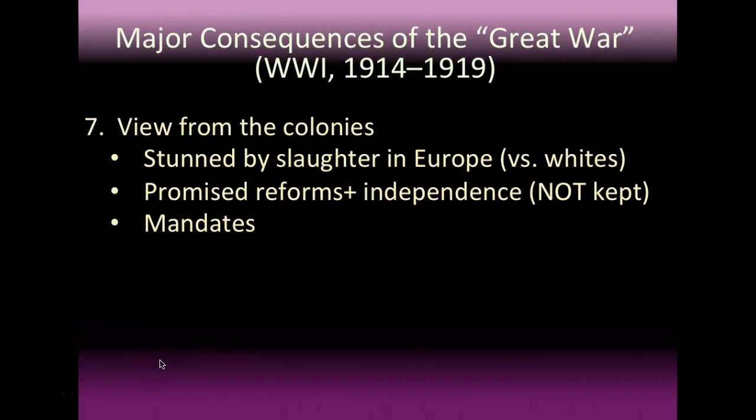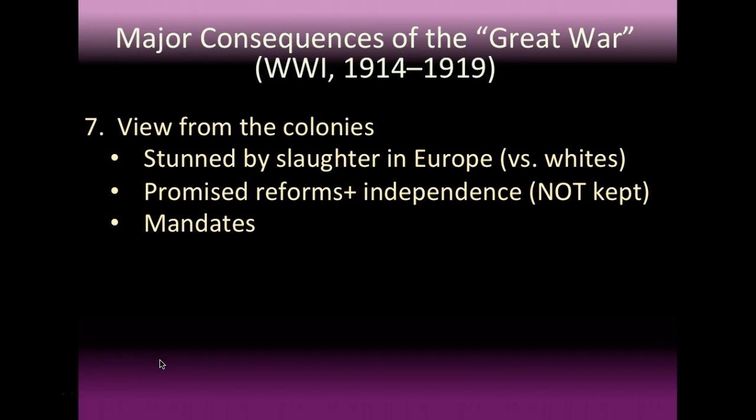The view from the colonies, another major consequence of the Great War. People in the colonies are stunned, are shocked by the slaughter that has taken place in Europe. White people fighting against white people, and these are people who are supposed to be enlightened, and they are supposed to be the most advanced in the world, and yet they've just massacred each other in the numbers of up to 20 million people. And so that's kind of shocking. How are these people supposed to be better than us, more enlightened than we are, and yet they just massacred each other for really no reason?